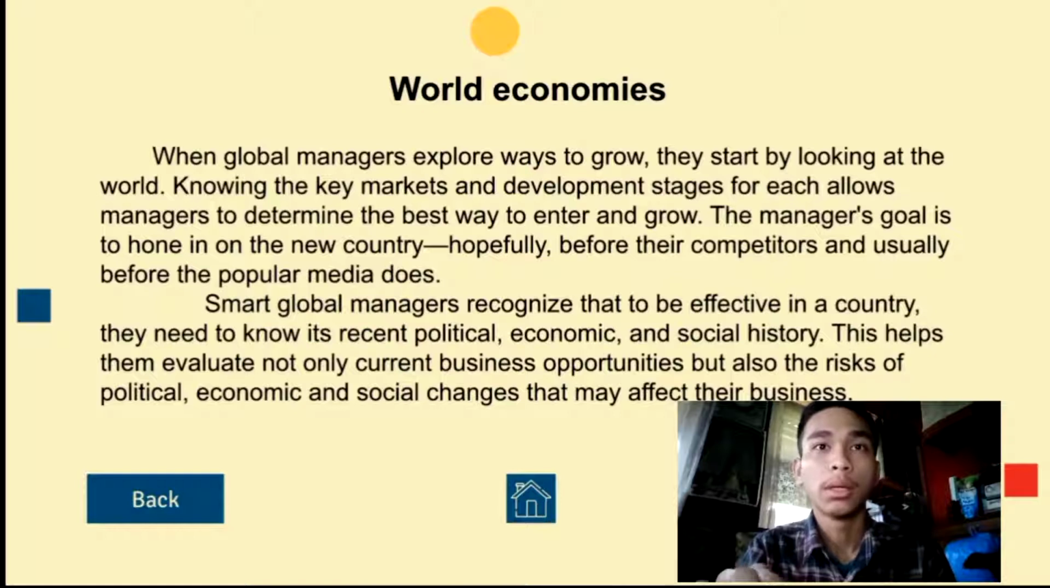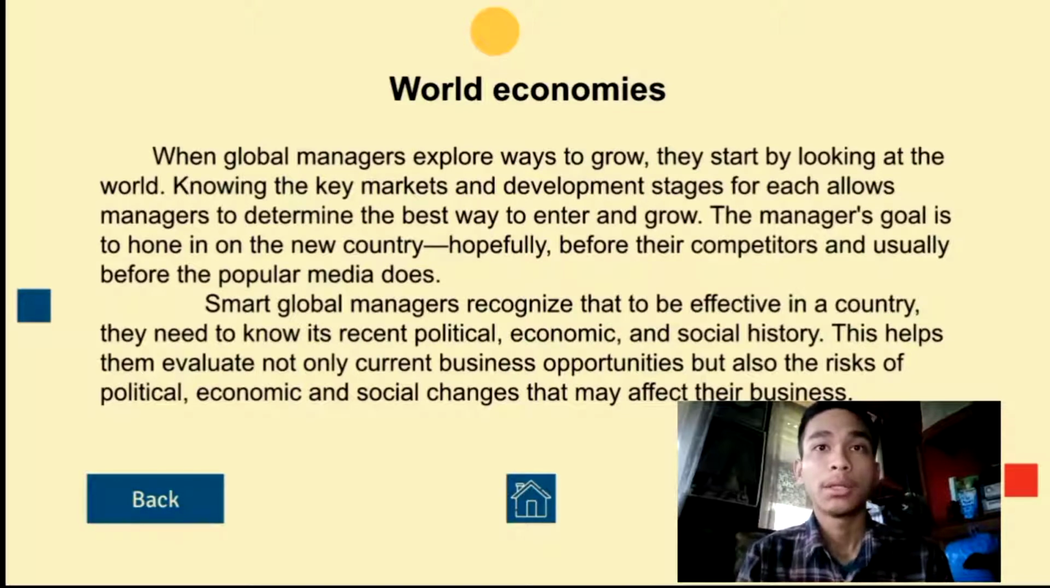World economies. When global managers explore where to grow, they start by looking at the world, knowing the key markets and development stage. For each, this allows managers to determine the best way to enter and grow. The manager's goal is to hone in on the new country, hopefully before the competitor and usually before the popular media does.